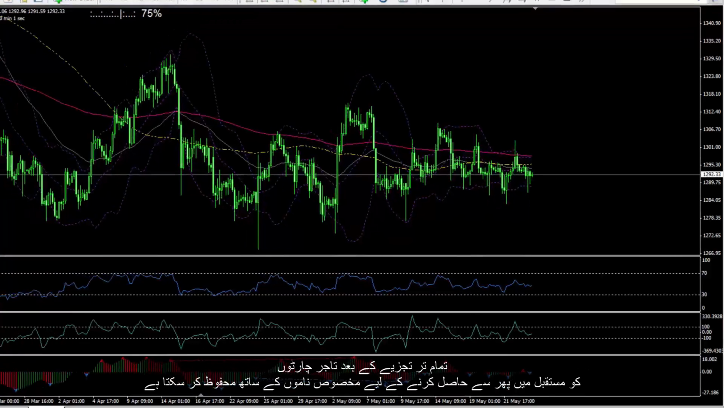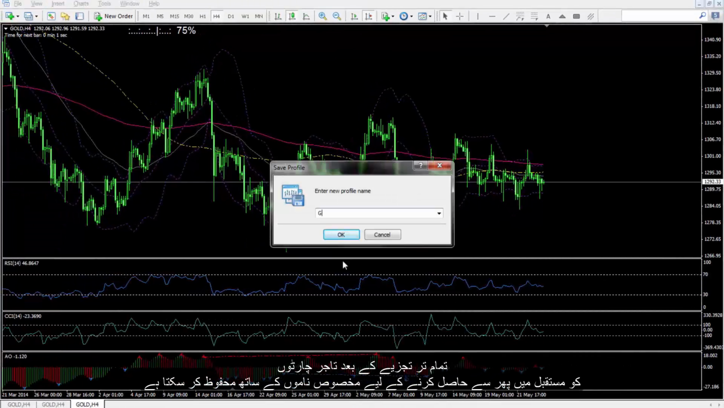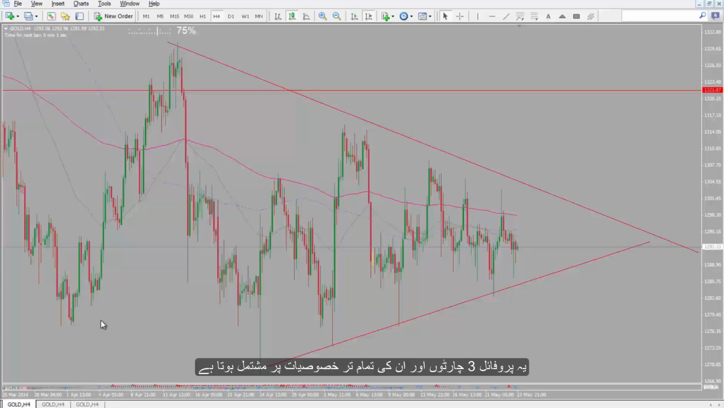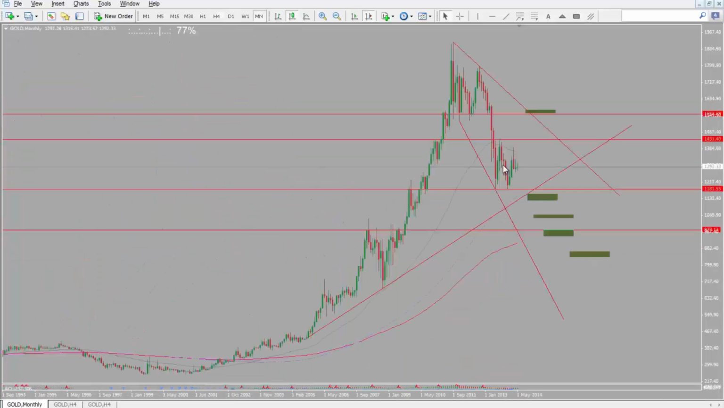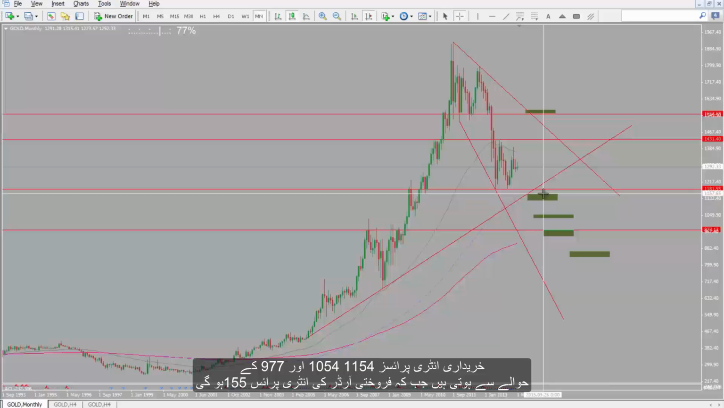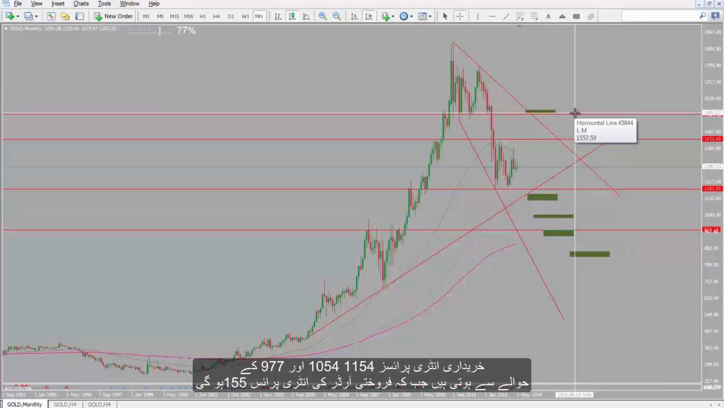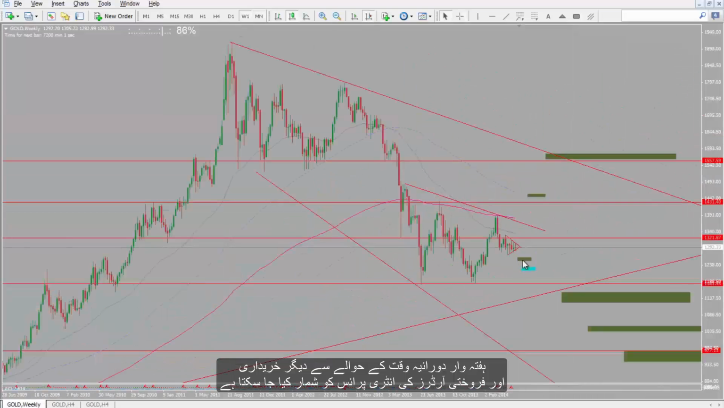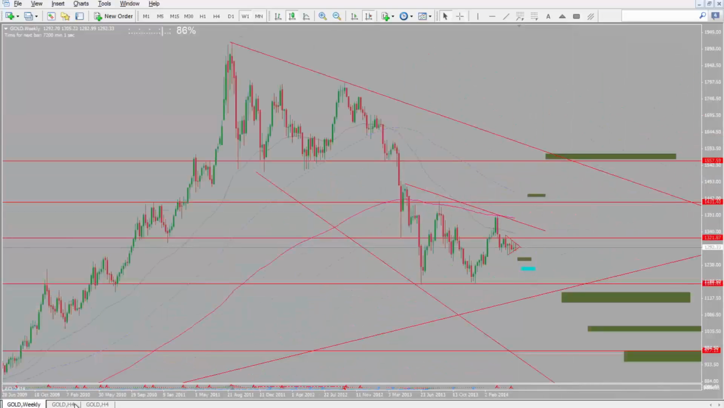After all the analysis, a trader can save the charts with a certain name for future retrieval. This profile includes 3 charts and all their properties. To sum up, on the first chart with a monthly time frame, there are buy entry prices on 1154, 1054 and 977, while the entry price of a sell order would be 1557. On a weekly time frame, the entry price of other buy and sell orders can be determined.